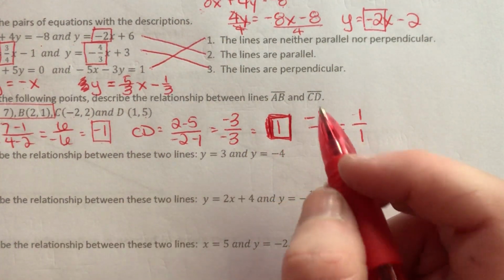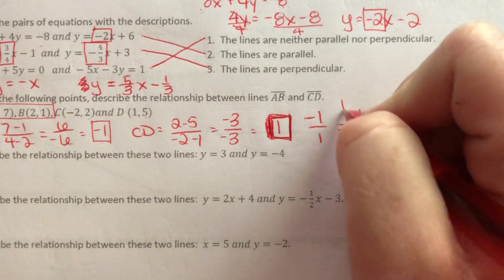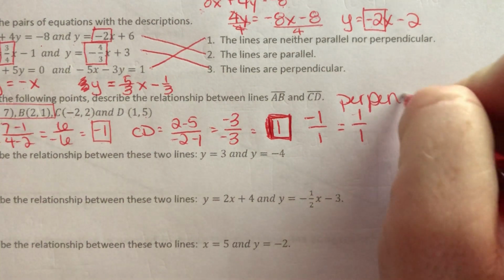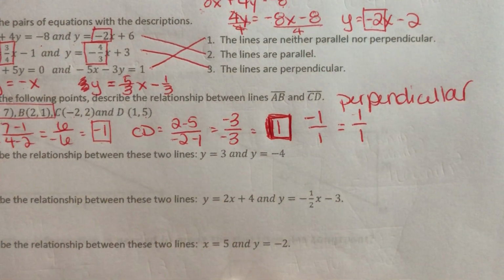They have negative reciprocals. So it said, given the following, describe the relationship. We would just say perpendicular. That's all you have to say. If you wanted to take it a step further and find the length of each line, you could tell whether they are congruent or not. But in this case, we're just going to tell if they're perpendicular or parallel or neither.